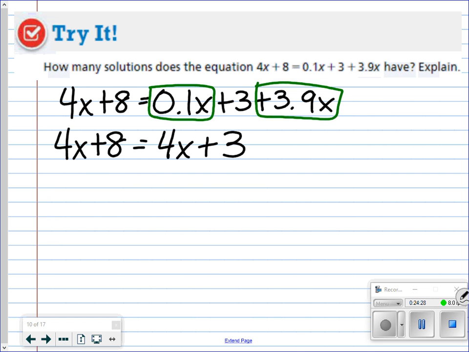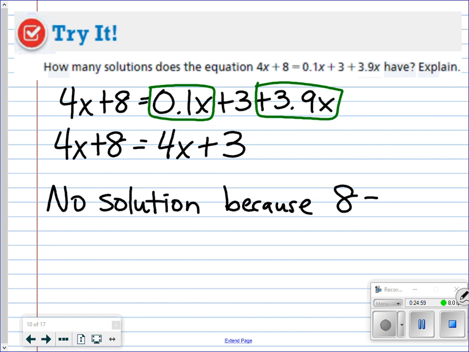Do I need to go any farther to see how many solutions this has? No. I don't have to, because I see that I'm going to be basically canceling out those 4x's, because that's the same. So if my coefficient and variable are the same on both sides, but my constants are different, how many solutions am I going to have? No solutions. So I could say no solution, and my explanation would be 8 is not equal to 3.